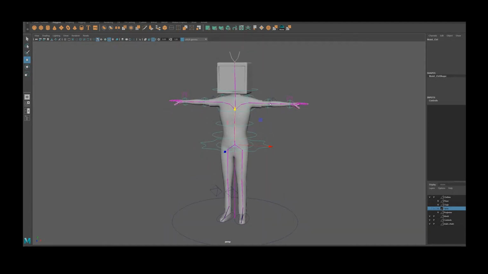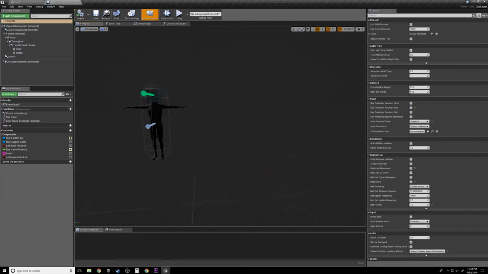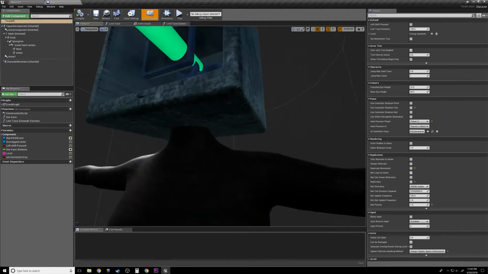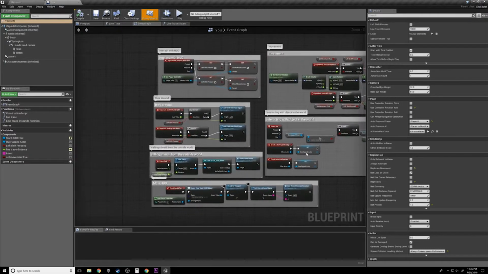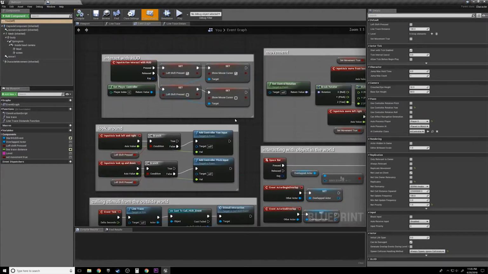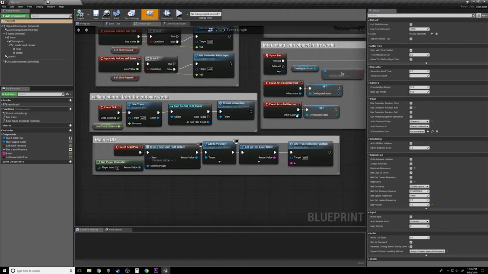So, getting started in Unreal Engine 4, I went ahead and started with an empty file with just the starter content. So no templates, because I like to make my characters from scratch and do some character building and setups with movement and freedom of just being able to do everything myself with the camera placement, everything. So I went ahead and did that.